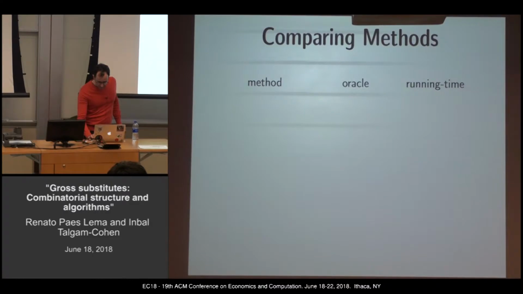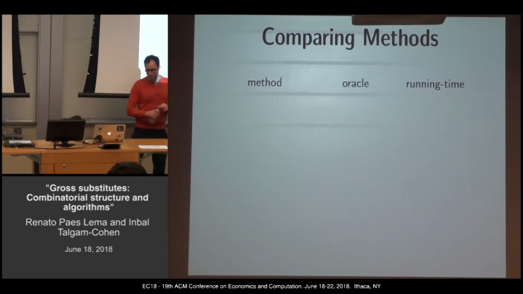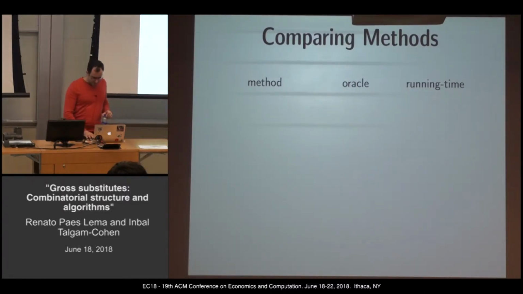So that's gradient descent. Let me tell you some methods. I will compare the methods that I described so far and the methods that I will describe next in two different ways: oracle access and running time.